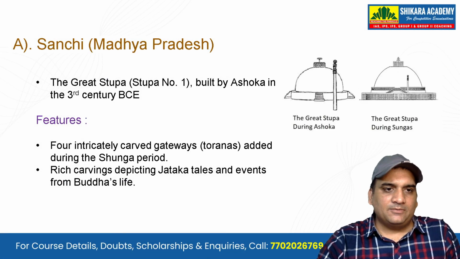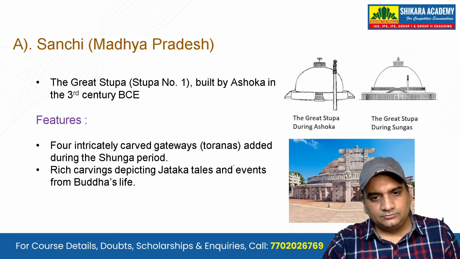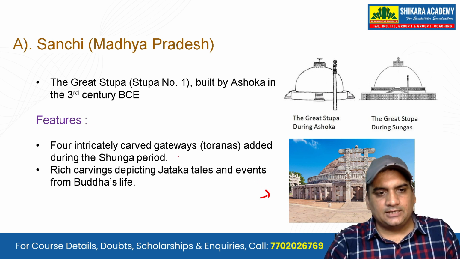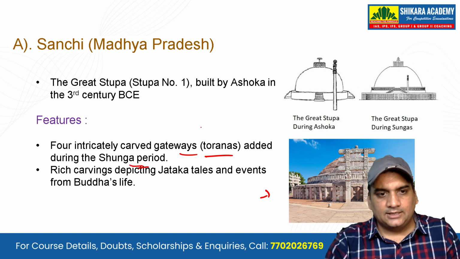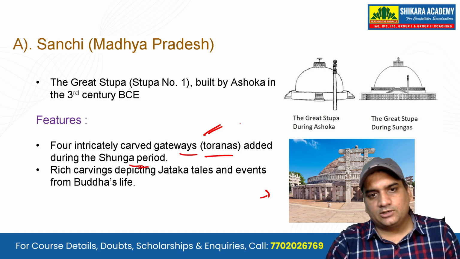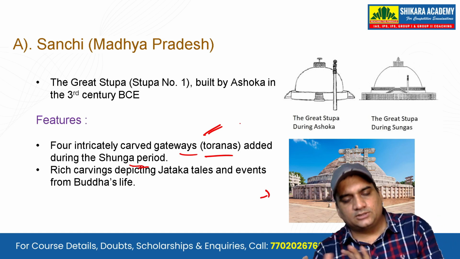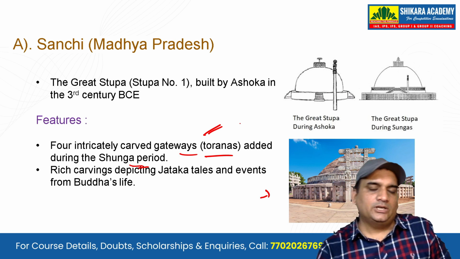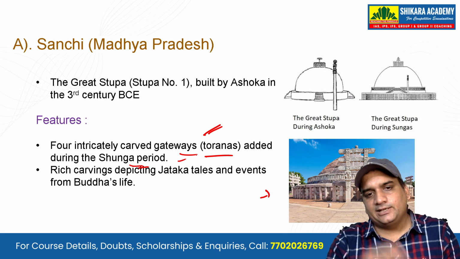Okay, let's see about Sanchi, guys. So this is the Sanchi Stupa in Madhya Pradesh. It was built by Ashoka in the 3rd century BC. It has four intensely carved gateways, that is the torans, added during the Sunga period. Guys, generally you will not see the torans in Ashoka's period. The torans, the Vedikas and the more decorative forms were added during the Sunga period or the later Ashokan period.